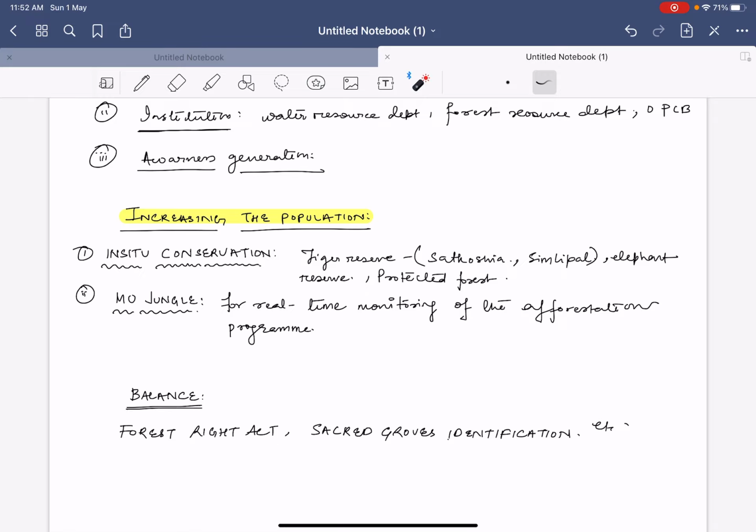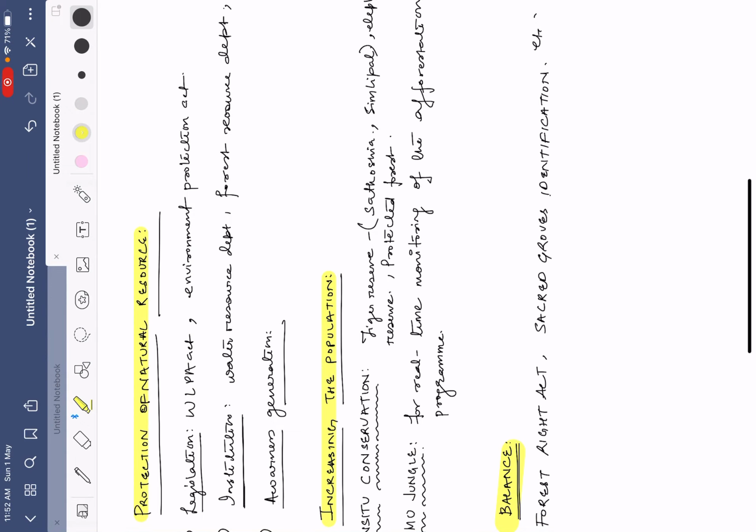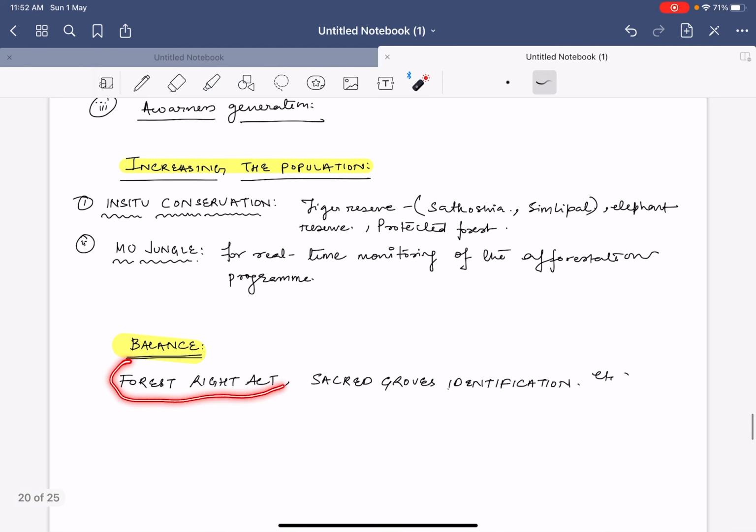Next is the balance. Please understand this. This is very, very important. Balance means that see, conservation cannot be at the terms of humans, right? Nor can humans be at the terms of conservation. So we need a balance. For that, we have the Forest Right Act. Under this Forest Right Act, the tribal people were given right over the forest land. Remember that. Tribal people were given the right over the forest land.